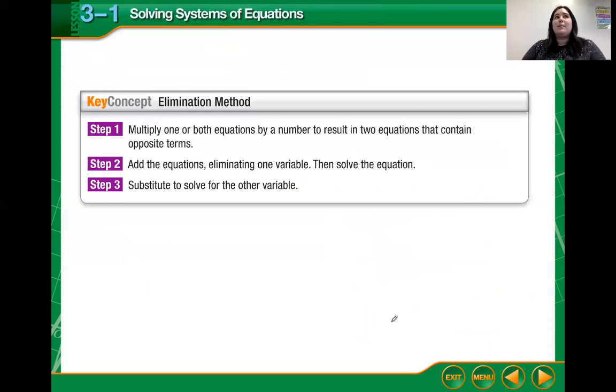Next, we're going to take a look at elimination. This is another method. Step 1 is multiply one or both equations by a number to result in two equations that contain opposite terms. Step 2, add the equations, eliminating one variable, then solve the equation. And then step 3 is substitute to solve for the other variable.